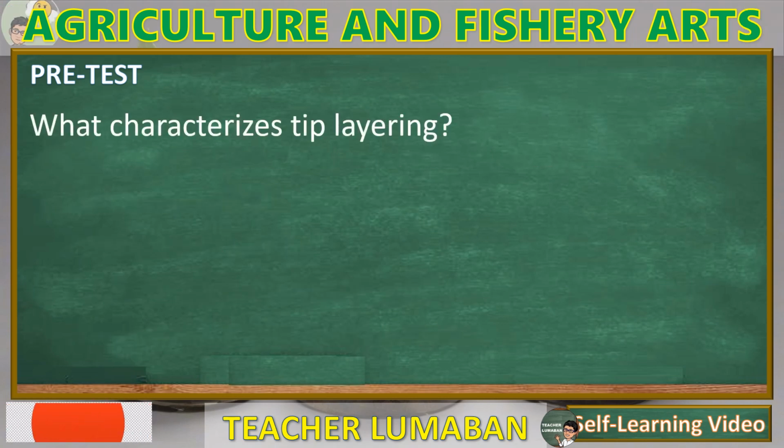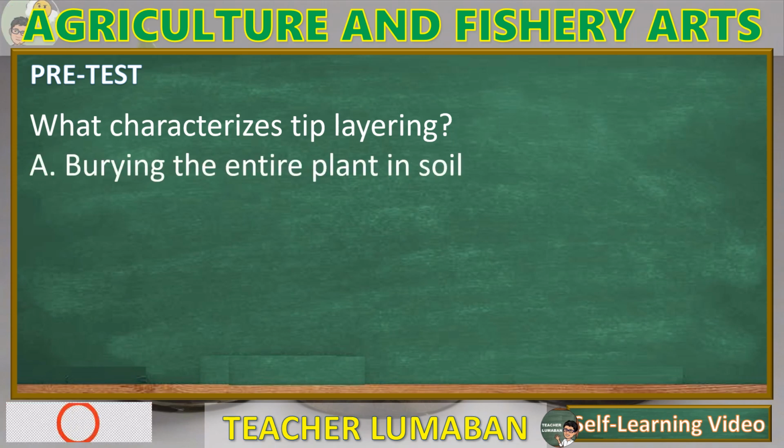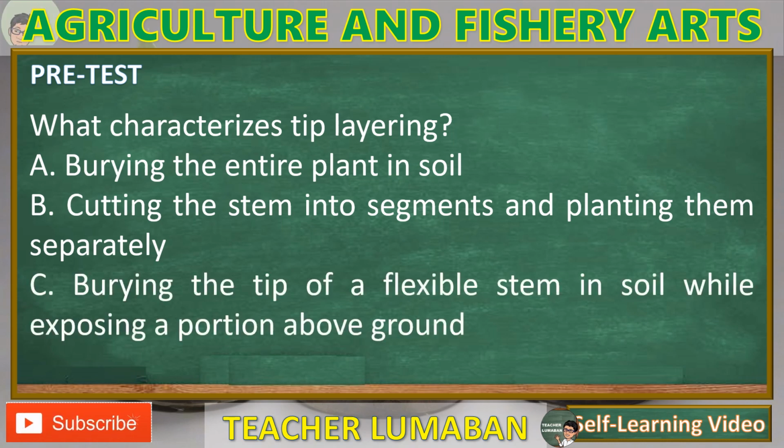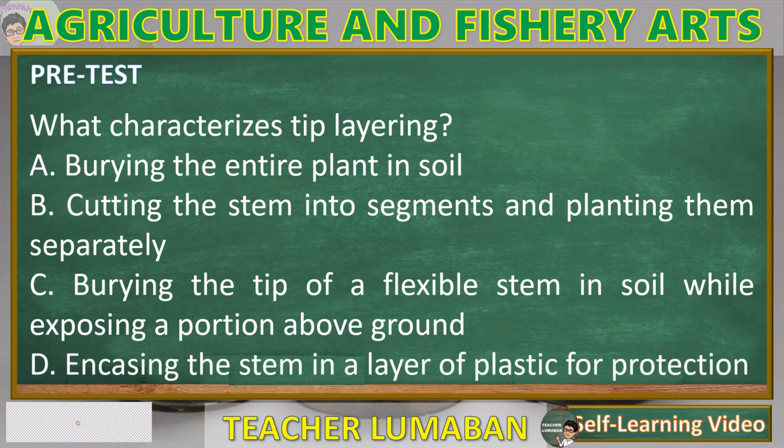What characterizes tip layering? A. Burying the entire plant in soil. B. Cutting the stem into segments and planting them separately. C. Burying the tip of a flexible stem in soil while exposing a portion above ground. D. Encasing the stem in a layer of plastic for protection.